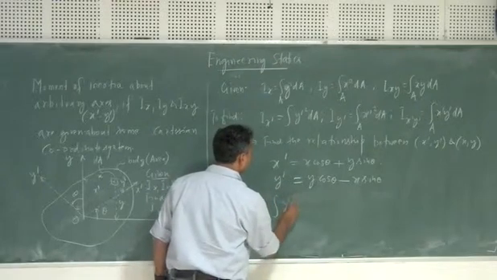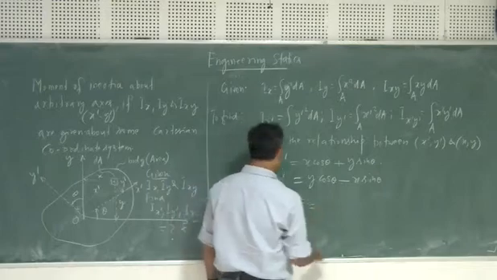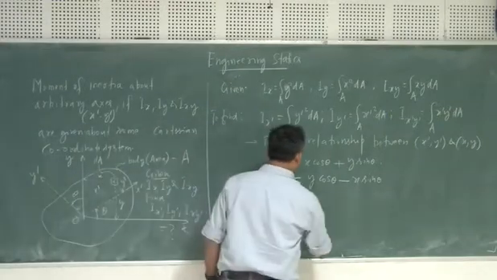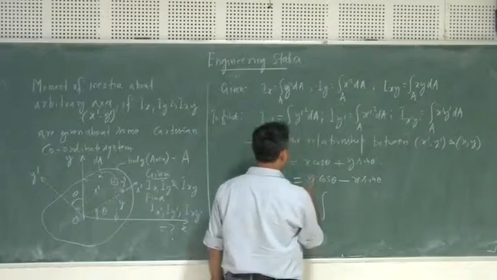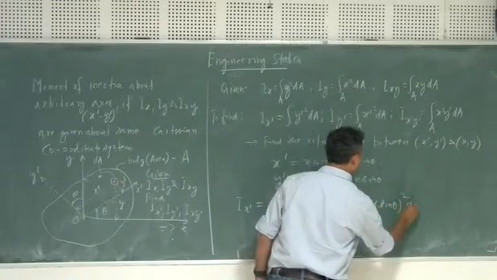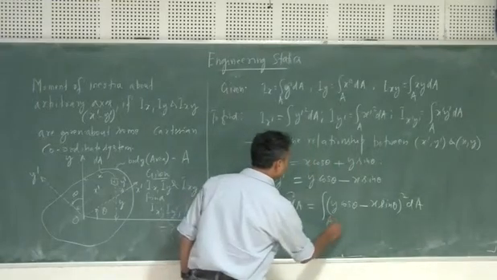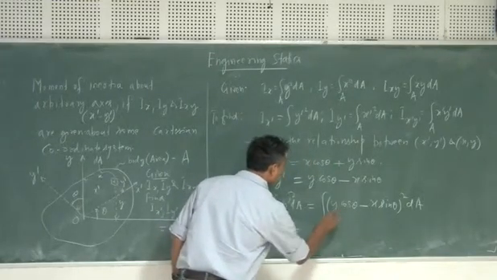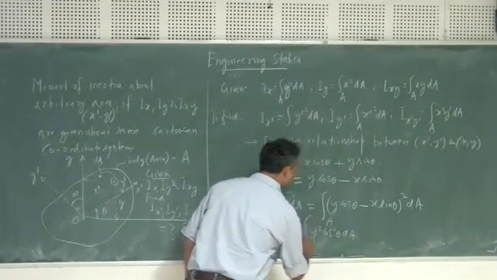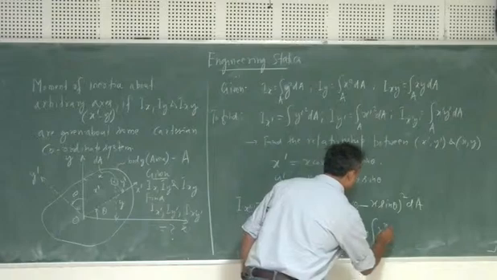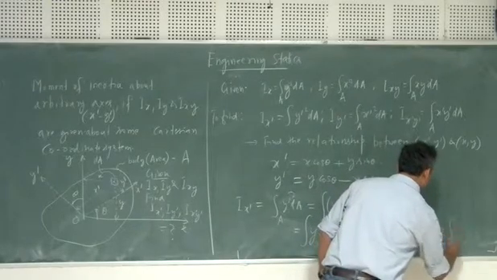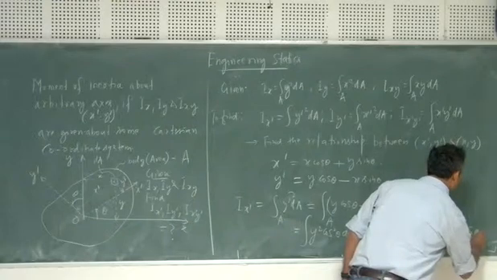Now if we have to compute our Ix dash, let's say the integral of y dash square dA. So what will be the value over here? Now if you take the square of this, it will be y square cos square theta plus x square sin square theta minus 2 xy sin theta cos theta.